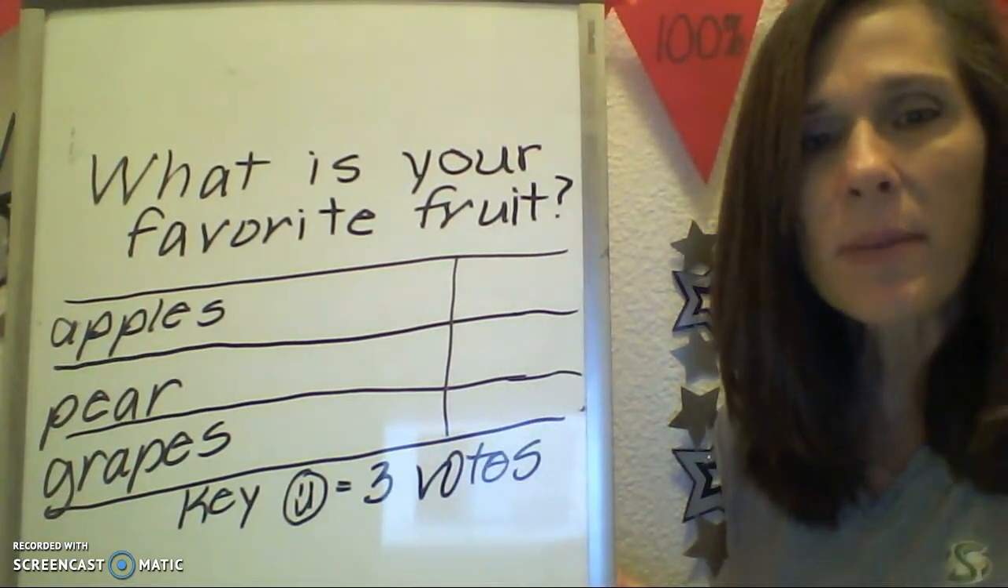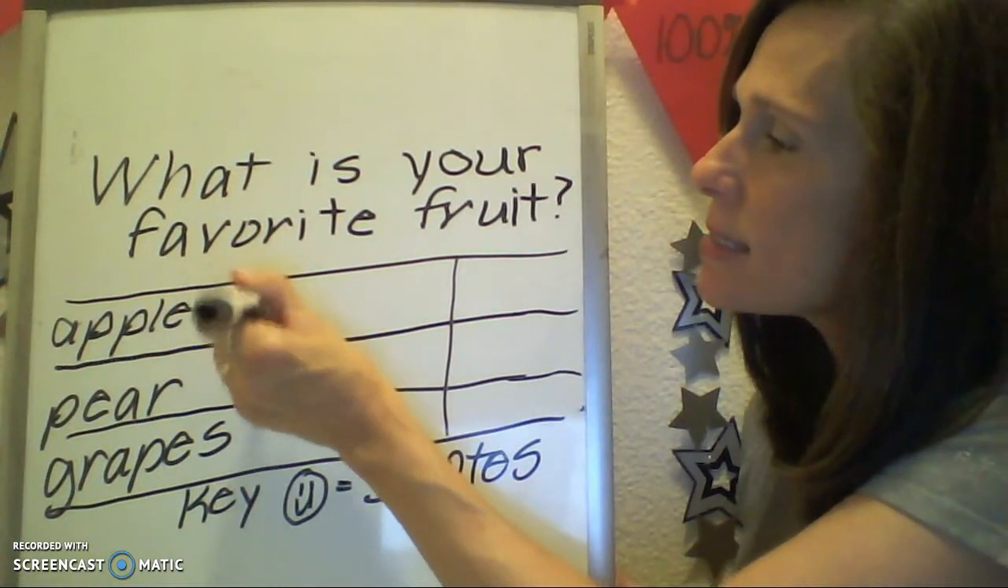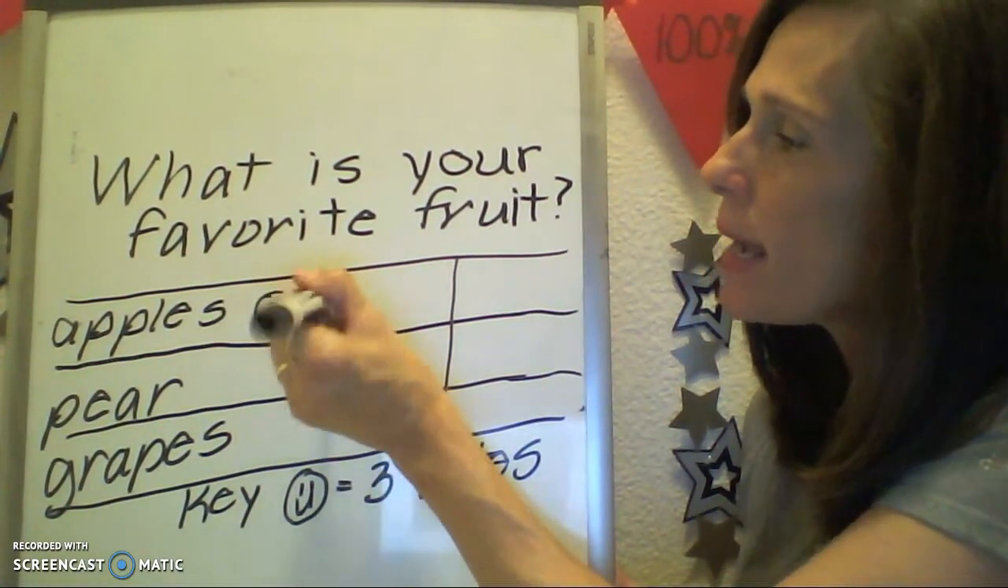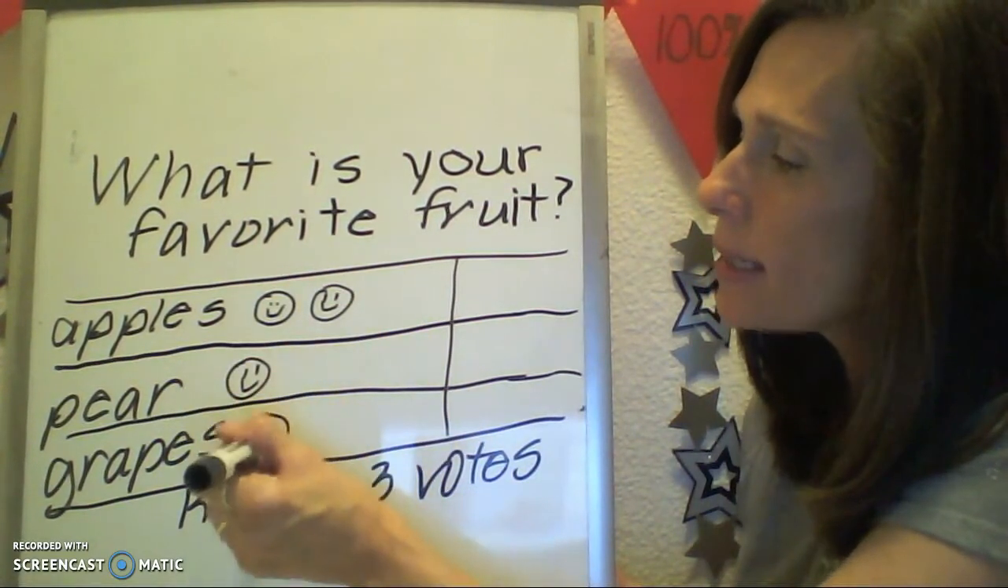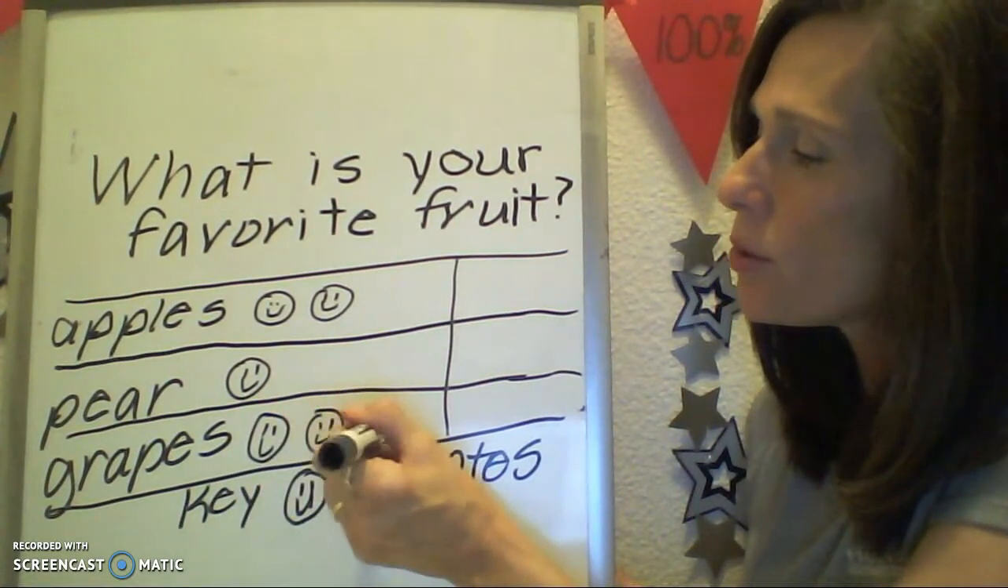Okay, now that's going to be important, right? So let's say we had 2 kids, let's say we have 2 happy faces here for apples. Let's say I have 1 happy face here for pear. And let's say we have 3 happy faces for grapes.